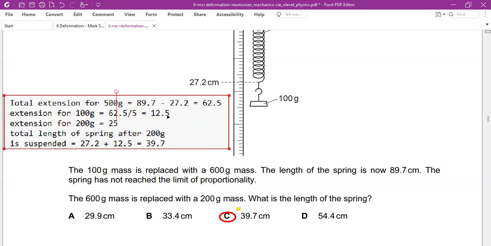Now we have the extension for 100 gram, and it is asking how much will be the extension for 200. I have written 500 because the 500 has been added to make 600. So bear this in mind. The original load was 100 grams, and 500 has been added. After adding 500, the length of the spring goes to 89.7. This is why we subtract 89.7 and 27.2. That gives us the extension for 500 grams. Then we calculate the extension for 100 gram by dividing the total extension by 5. And then for 200, we just add the 100 gram extension to the previous reading. So the length of the spring will become 27.2 plus the 100 gram extension we just calculated, 12.5. Adding these two together gives you 39.7.